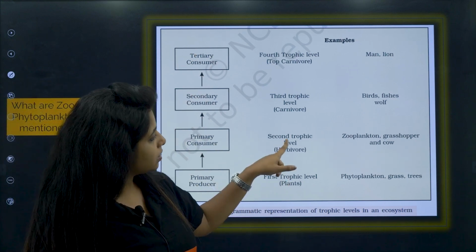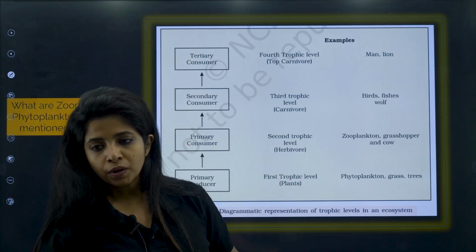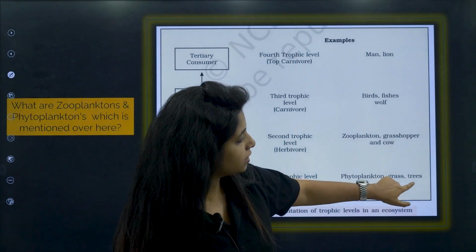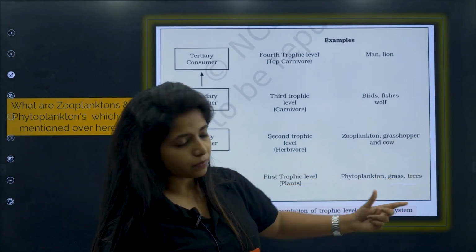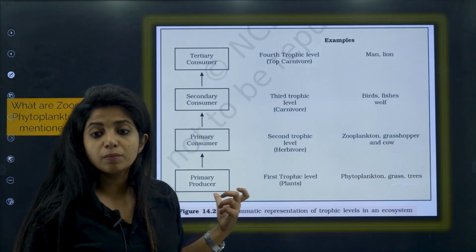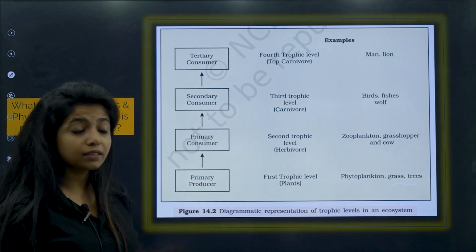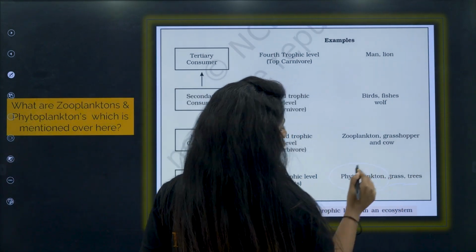This is the first trophic level, this is second, this is third, and this is fourth trophic level. Now over here, grass is there, trees is there. So this is the terrestrial ecosystem. But what are phytoplankton and how can they be producers? Phytoplanktons are things that you find in aquatic ecosystem, my dear children.